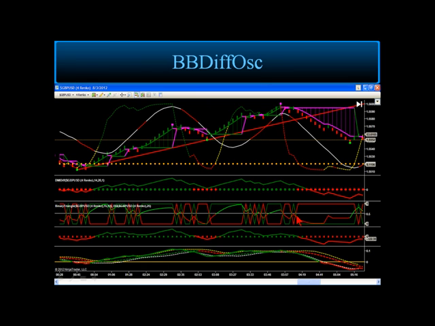Now here's the final indicator in the triangle trend package, and that's called the Bollinger Band differential oscillator. When it crosses above zero right here, that indicates the equity is in an uptrend, and when it crosses below zero, that indicates the equity is in a downtrend. Now right here, here, here, here, these all indicate an uptrend.